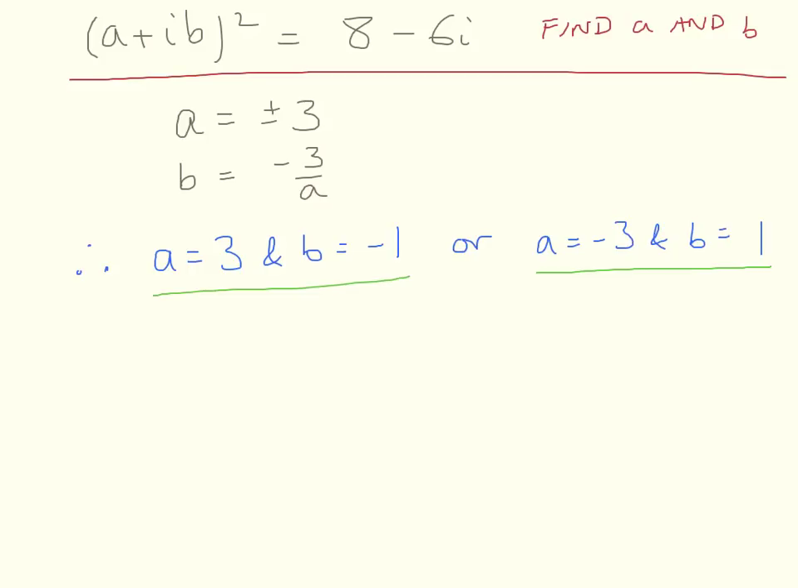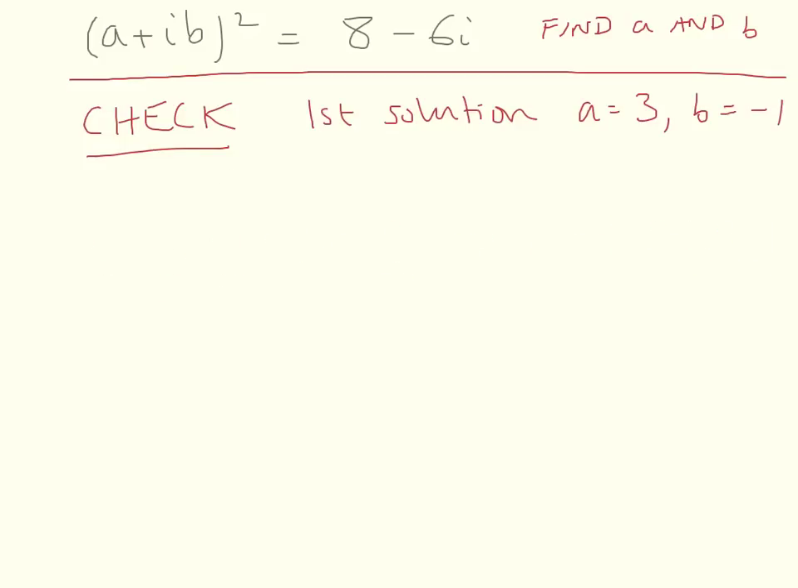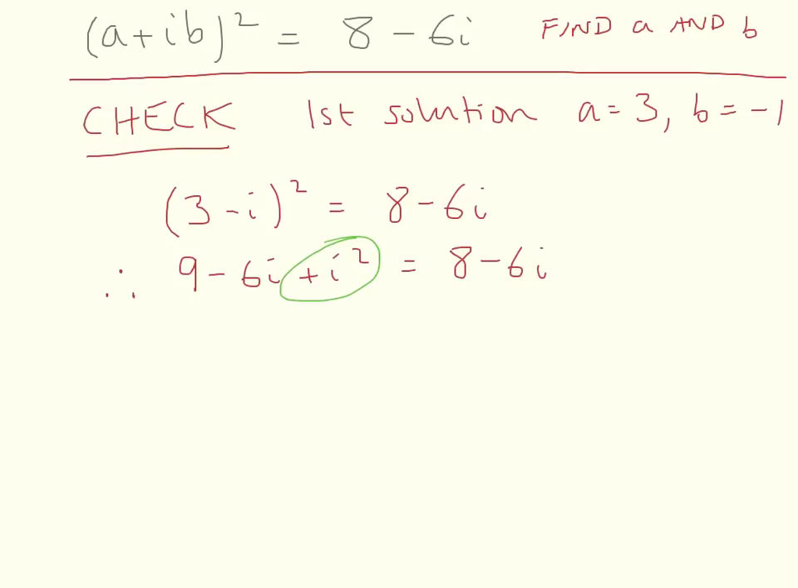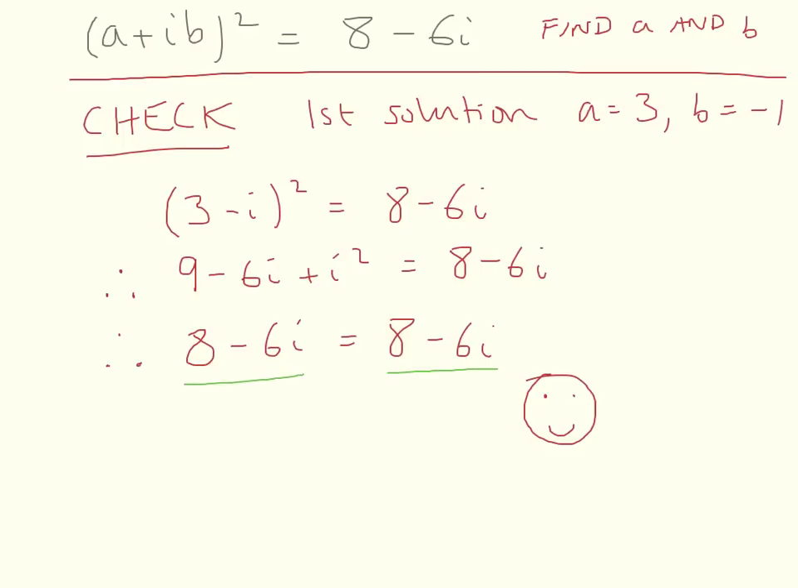Now we need to check. Starting with our first solution, here's how not to do the check. Substitute back into the original equation. Expand the brackets on the left. i squared is now going to be minus 1. And there we go. But no, look what we've done. It's awful. What have we really proved? All we've really proved is that 8 minus 6i equals 8 minus 6i. Well, we knew that already, so we've demonstrated nothing. This is not the way to do the check. It's faulty logic.